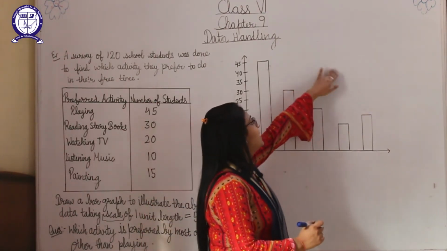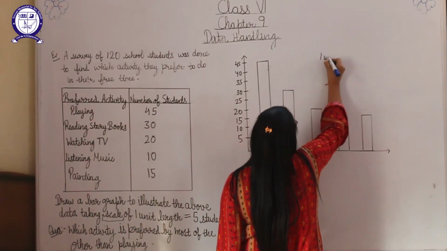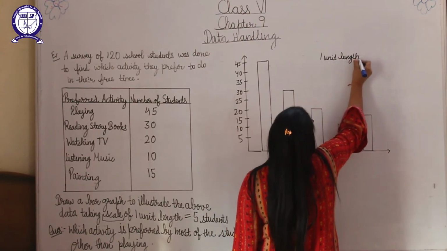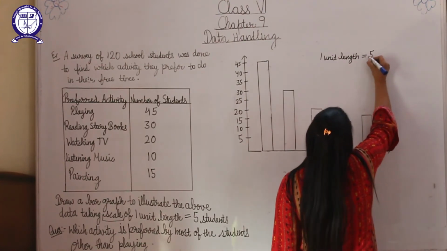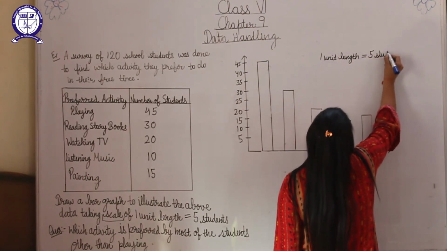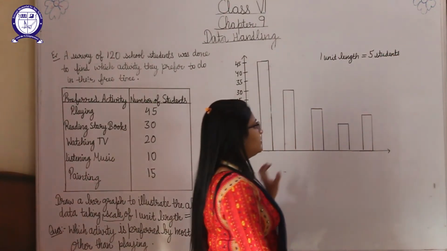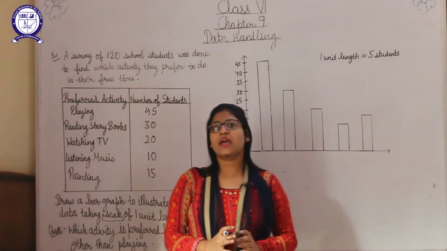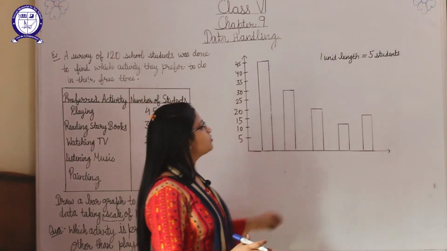So we will write here also what we are doing: we are taking 1 unit length equals to 5 students. It is compulsory to write the scale in all the bar graphs which you will draw. If it is given in the question, then it's fine, you will take accordingly. If it is not given in the question, you can take according to yourself. Now 1 unit length is equal to 5 students we have to show.